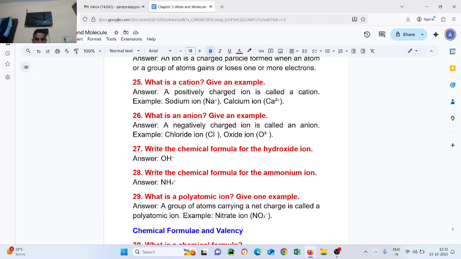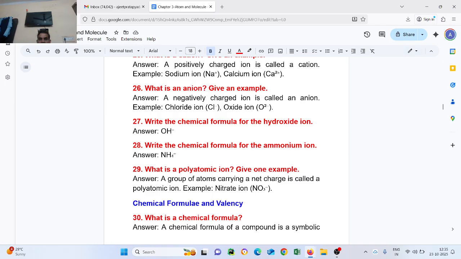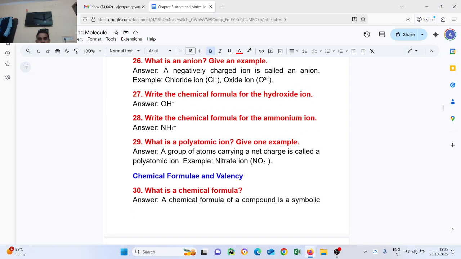What is a polyatomic ion? Give one example. A group of atoms carrying a net charge is called a polyatomic ion. Example: nitrate ion. And chemical formula and valencies.